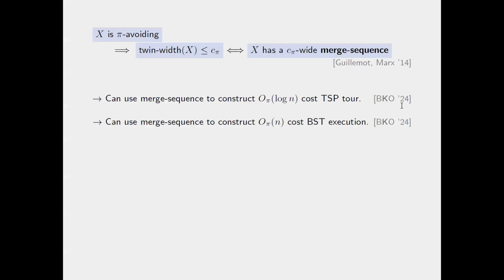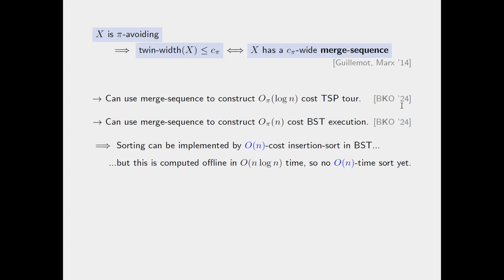Okay, so the theorem is that if your point set or permutation is avoiding some pattern, then you have a merge sequence with constant width. You can merge these points in such a way that there is very little interaction between the rectangles. Each rectangle sees only constantly many other rectangles. Okay, and we can use this merge sequence to construct our solution.